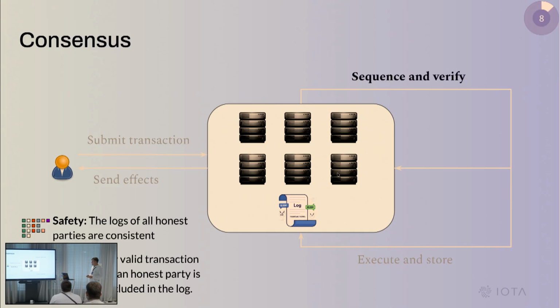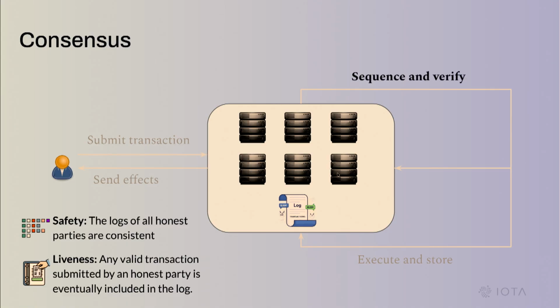But the focus will be mostly about this part, when we sequence and verify transactions. This is the whole life cycle of a transaction, but we will look at how it works after the transaction lands on some of the validators, ends up in a block, and then is sequenced. We will look only at that part.